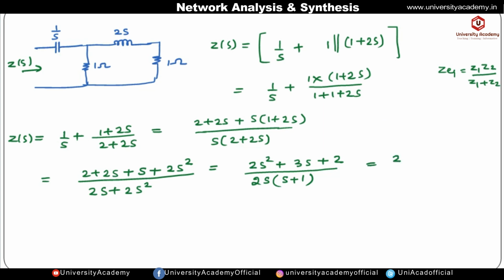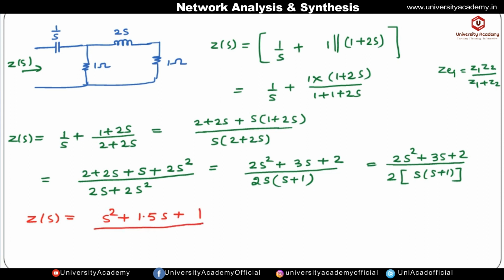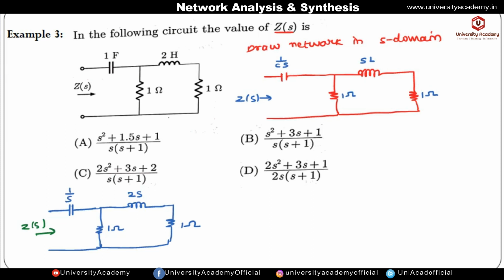So it will be equal to 2 into S square plus 3s plus 2 divided by, let us take 2 outside, 2 into s into s plus 1. So let us divide the numerator by 2. So Z of s will become S square plus 3s by 2, that is 1.5 of s, plus 2 by 2, that is 1, divided by s into s plus 1. This is matching with the option, so 1.5 is option A. So this is the correct answer.